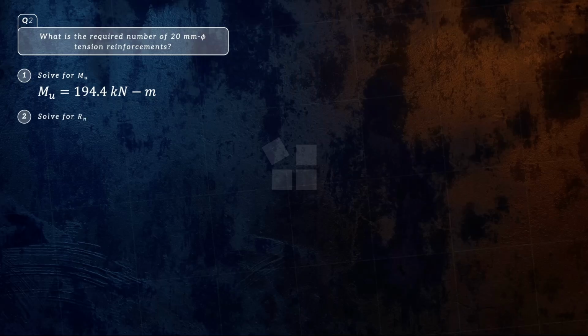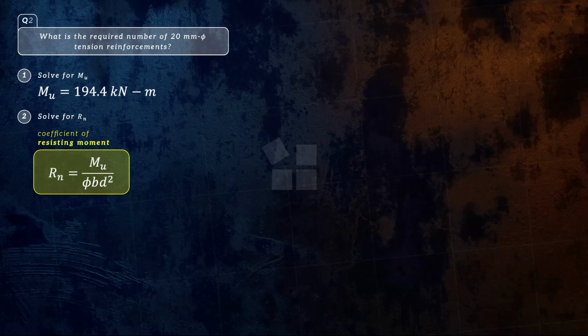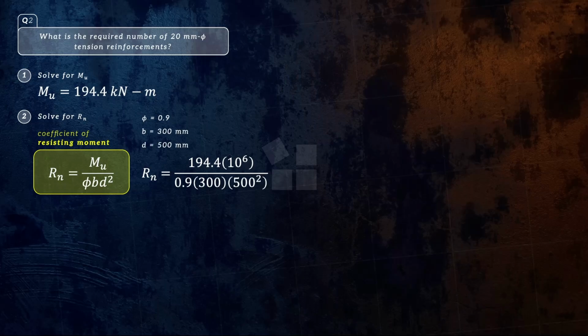Step 2 would be to solve for Rn, which is the coefficient of resisting moment, given by this formula. Using this formula, we will have Rn equal to Mu being 194.4 times 10 raised to 6, because we need to convert Mu from kilonewton meter to newton millimeter, over phi b d squared. From our situation, phi is given as 0.9, b is given as 300 mm, so we will have times 300, and d is given as 500 mm, so we will have times 500 squared. Solving for Rn, we will have a value equal to 2.88.